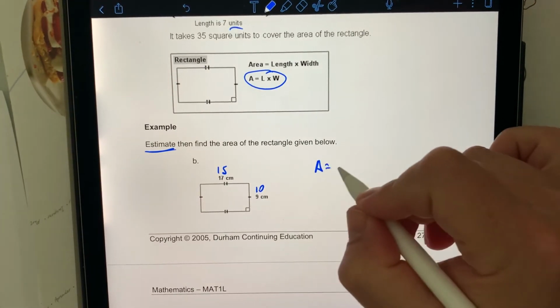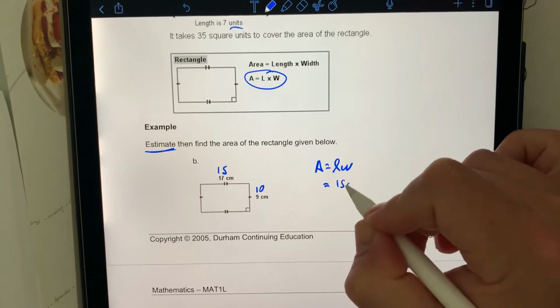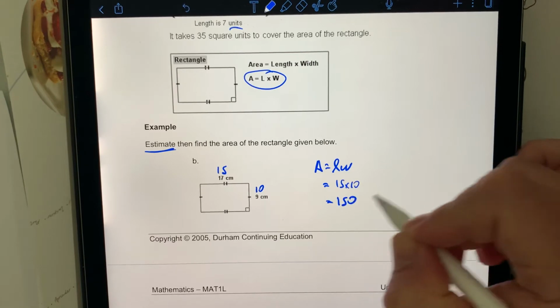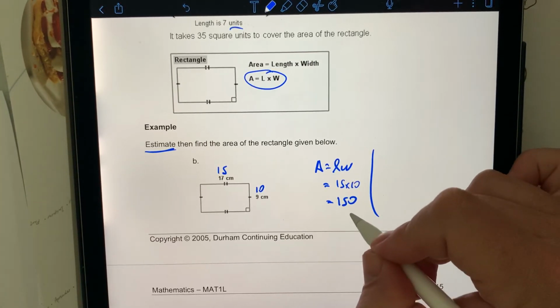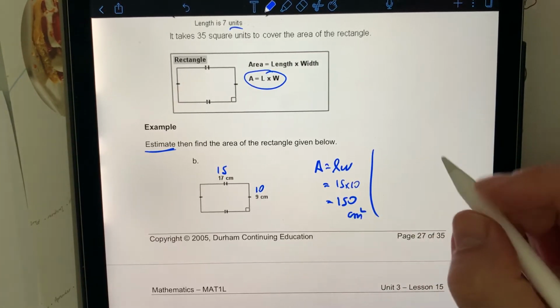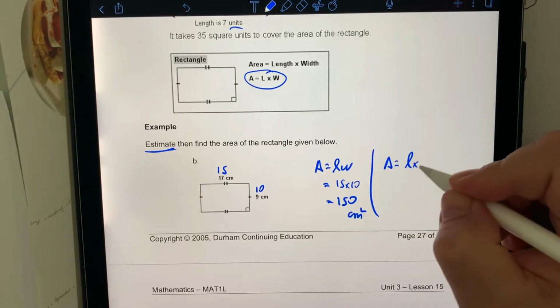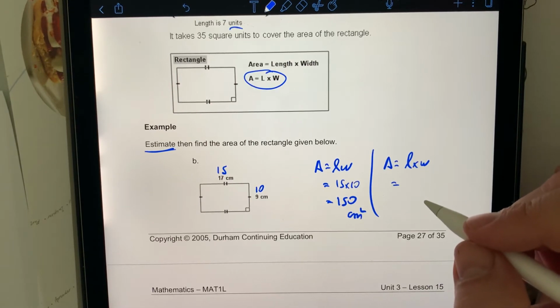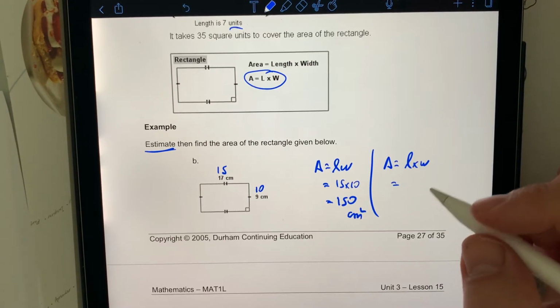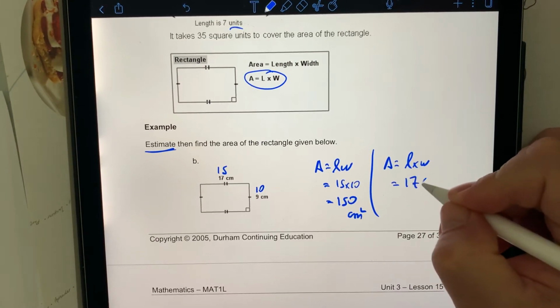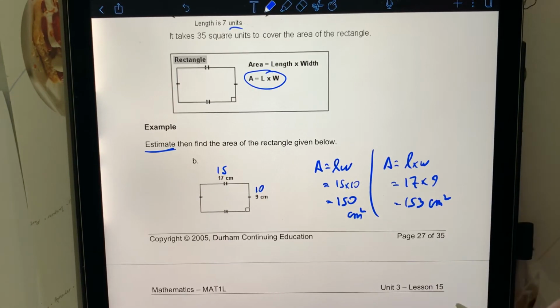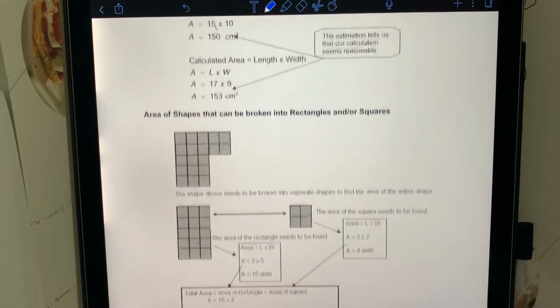And so the area is equal to length times width. And that's 15 times 10. Well, multiplying it by 10 just means you put a 0 at the end, so it's 150. That's great. That's my estimate, 150 centimeters squared. But what is the actual length times width? I'm going to play in the calculator. 17 times 9 is equal to 153. 153 centimeters squared. We were pretty close. It was 150 and 153. That's a pretty good estimate.